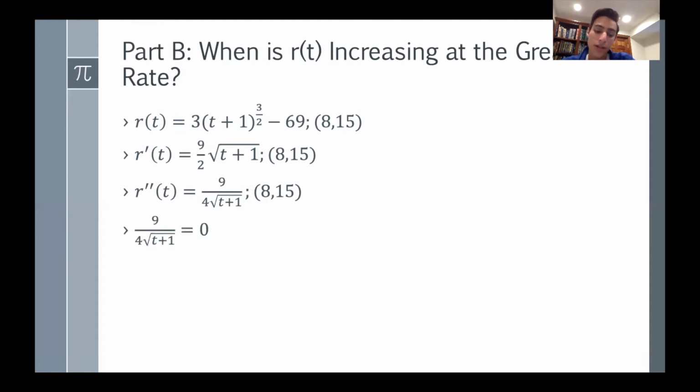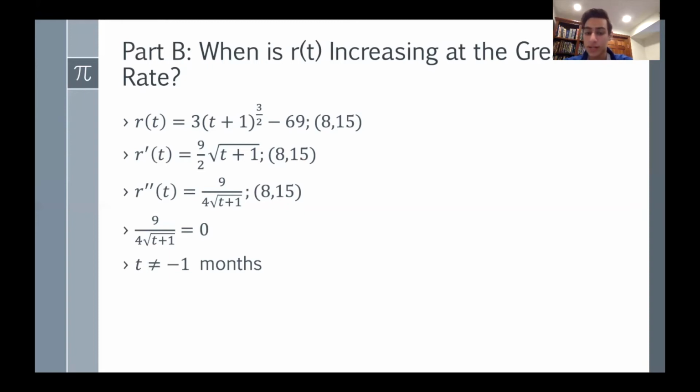When you set this equal to 0, you're going to notice that this function can never be equal to 0, right? Because 9 is 9. It's not going to ever be 0. But the denominator can be undefined. When t is negative 1, what's under the radical is going to be 0, and the square root of 0 is 0, and 0 times 4 is 0. And then you would have an undefined value, because you can't divide by 0. So at t equals negative 1, we would have a critical point because it's undefined at that point.